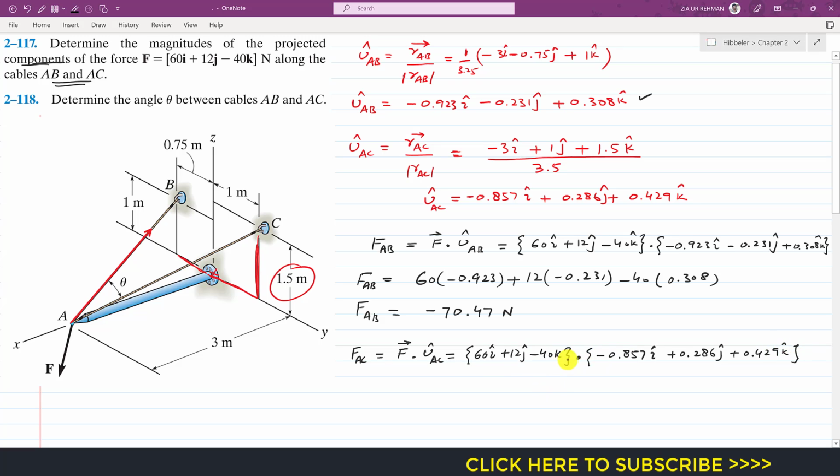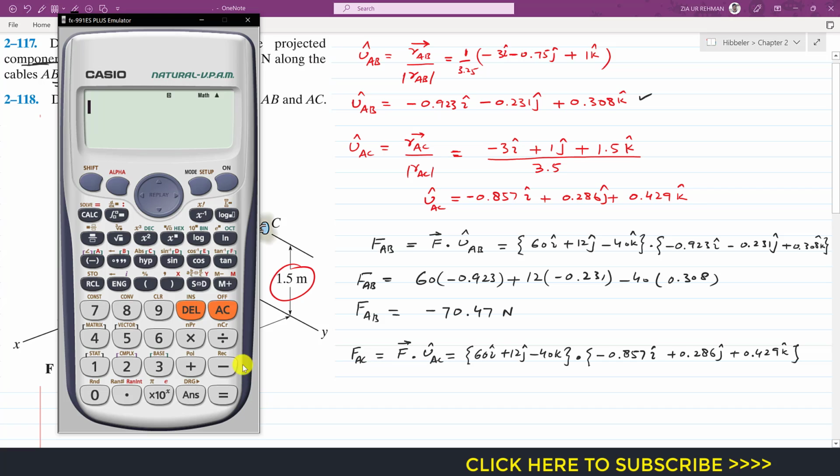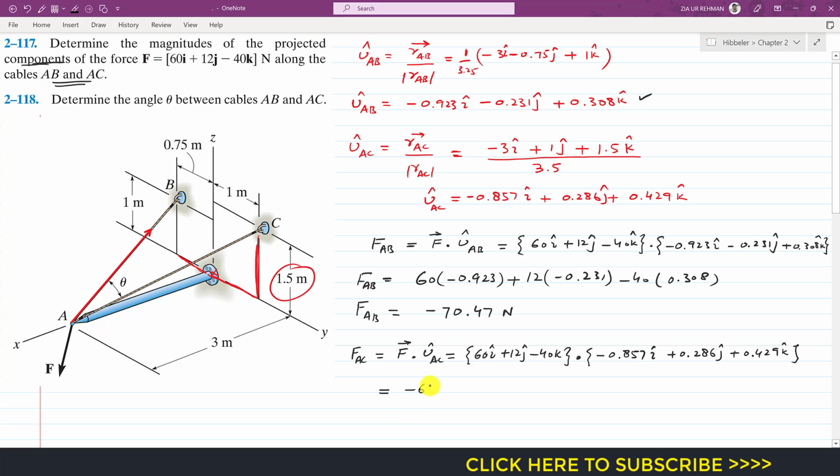So I will find this dot product using a calculator directly. So again we need to multiply I with I, J with J, and K with K. So this will be 60 into minus 0.857 plus 12 into 0.286 and minus 40 into 0.429. So this gives me minus 65.15 newtons, and again the negative sign tells us the sense of the direction, and this negative sign tells us that the component of force F along AC is acting from C to A.